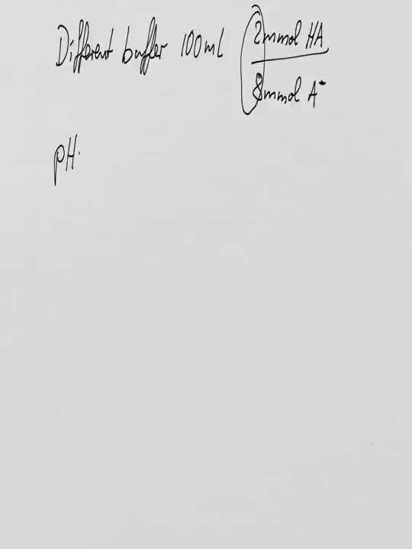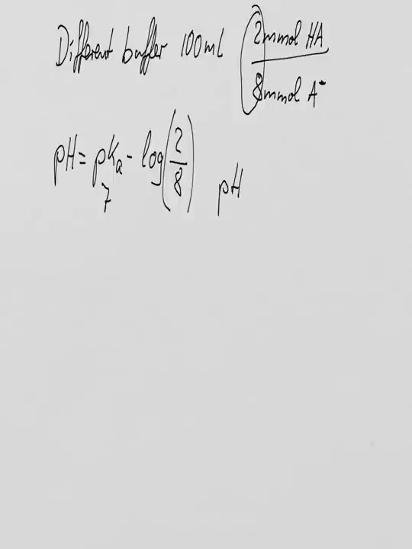What would be our pH in this case? pH equals pKa minus log, and now we have 2/8. What would we get from that? pKa is 7. So our new buffer is 7.6. That's right. Yep, well done, guys. So that's our new buffer.